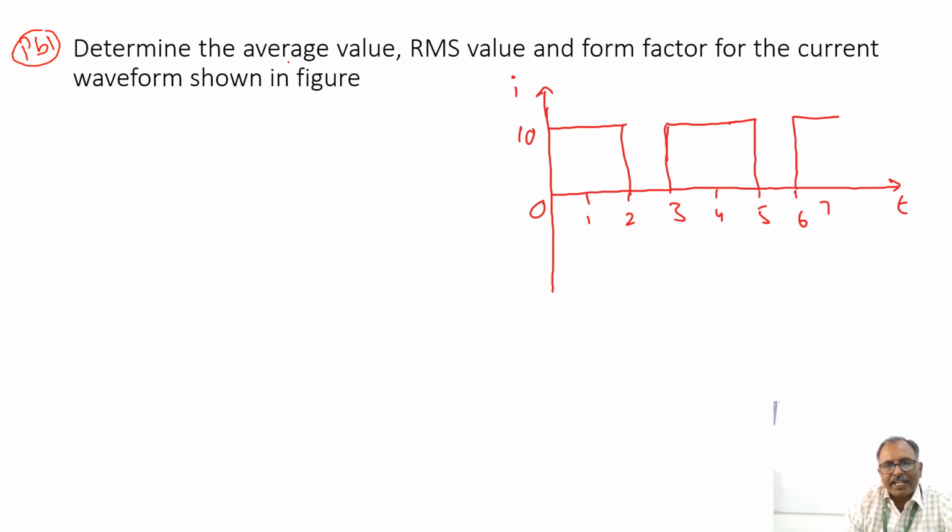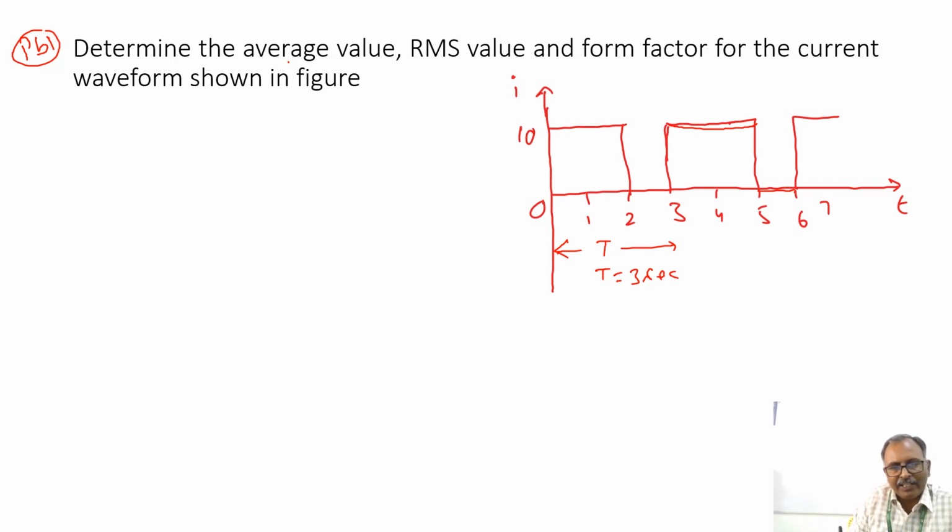From 0 to 2 seconds, the magnitude of the current is 10 amps. From 2 to 3 seconds, the magnitude is 0. And then again from 3 to 5, the magnitude is 10 amps, and then from 5 to 6, it is 0. So the waveform is repeating every 3 seconds. Therefore, the time period T is equal to 3 seconds. Now let us see how to find out the average value.